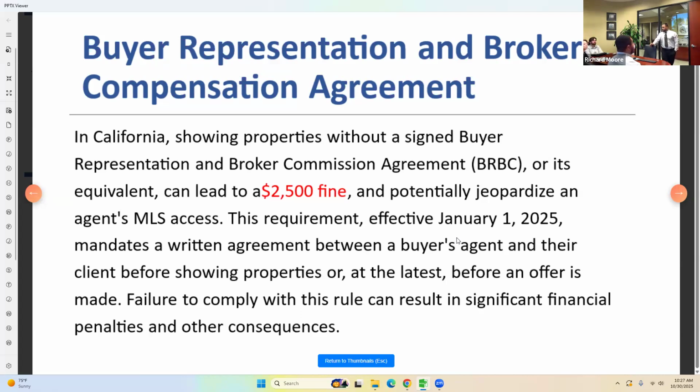So make sure you let them know, there's no way I'm gonna show you a property without having it signed. And there's some buyers that don't know about this, like, I'm not gonna sign this with you. Okay, you're gonna have to sign it with somebody at some point, why not me?